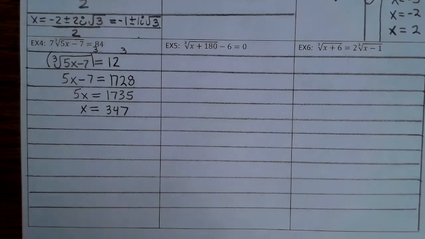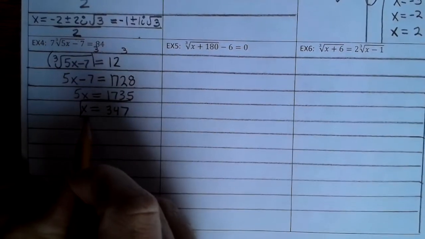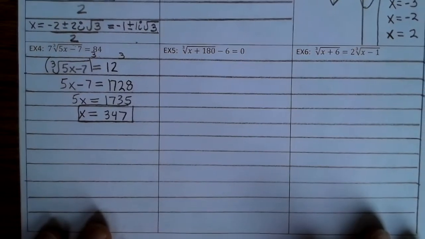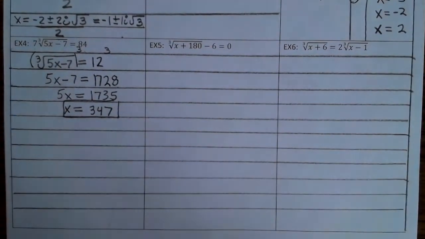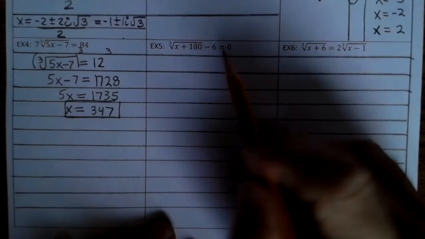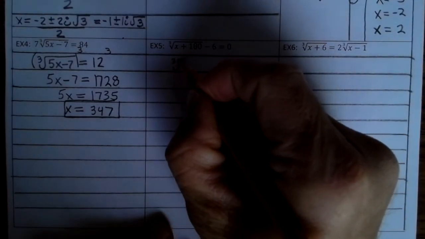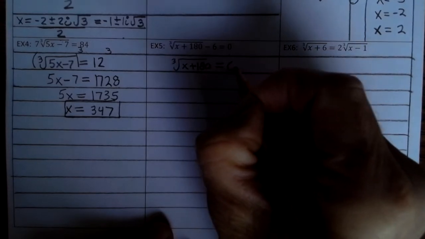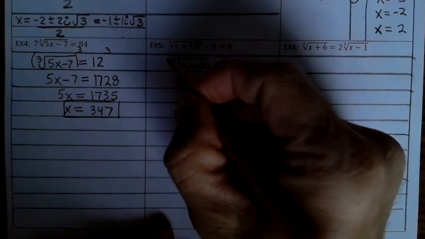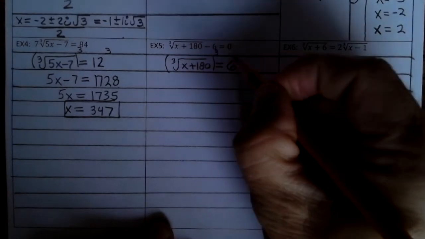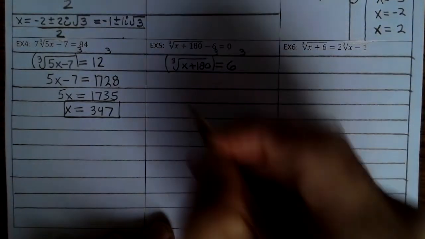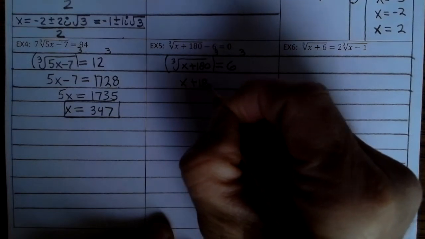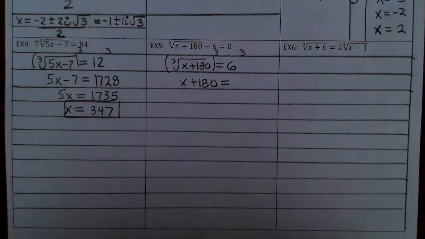All right, now let's take a look at example 5. So we're going to add 6 to both sides. So that's the cube root of x plus 180 equals 6. We need to cube both sides. So then that becomes x plus 180 equals 6 cubed, which is 216. Subtract 180 from both sides, x equals 36.